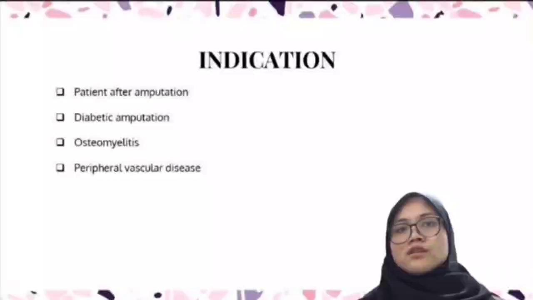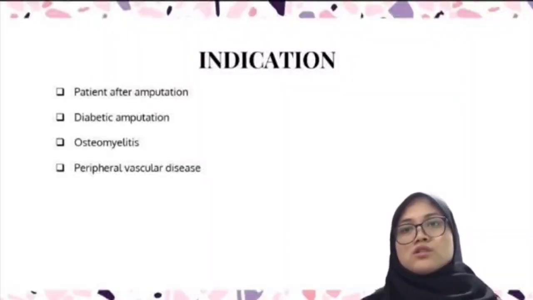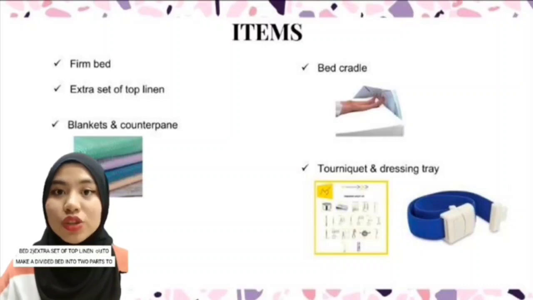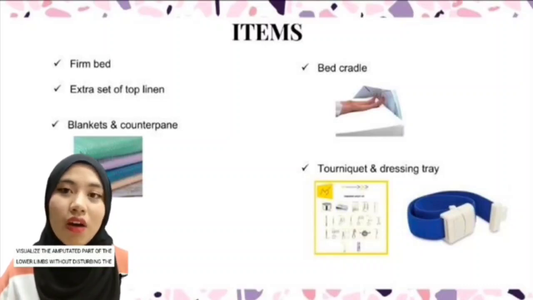Lastly, neuropathy. Neuropathy is a result of damage to the nerves located outside of the brain and spinal cord. Items needed as preparation for patients with an amputation bed are, number 1, a firm bed. Second, an extra set of top linen to make a divided bed into 2 parts to visualize the amputated part of the lower limbs without disturbing the patient.